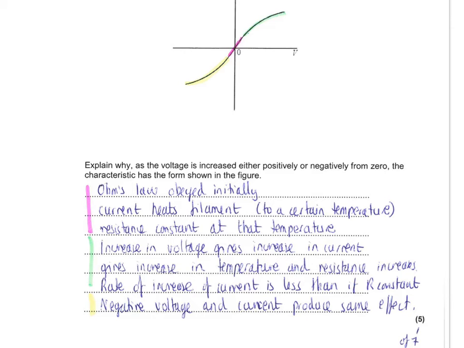Because the resistance increases as we move along this line, that means the rate of increase of current is less than it would be if the resistance had remained the same. So if the resistance had remained the same, we'd expect the graph to carry on in a straight line, but in fact the current increases less than previously for a given increase in voltage.